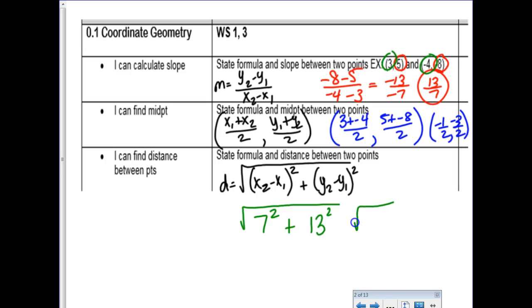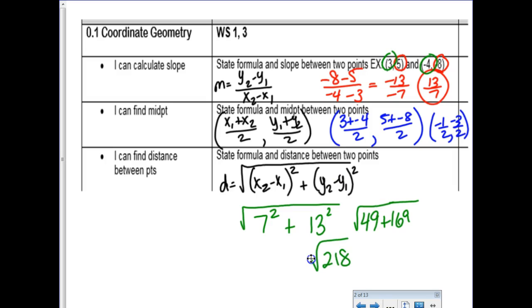And, oh boy, that's probably not anything pretty. Let's see, 49 plus 169 would be, oh, jeepers. I wish I could type. Oh, I'm going to type because I don't trust my brain right now. I would like a beautiful reduced answer if possible. Maybe you're lucky and it doesn't reduce, though. Square root of 218, which I don't think that does reduce at all.